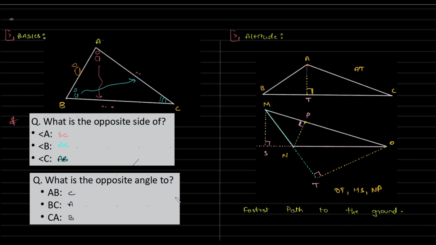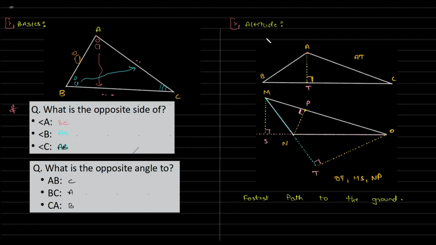So you guys can think of altitude as the fastest path to the opposite side or the extended part of the opposite side. Okay, so altitude, the idea of altitude you guys have to realize, because many people just draw the altitude to be this. So from all the three vertices you can draw an altitude. So this understanding of an altitude and that this is possible is important.